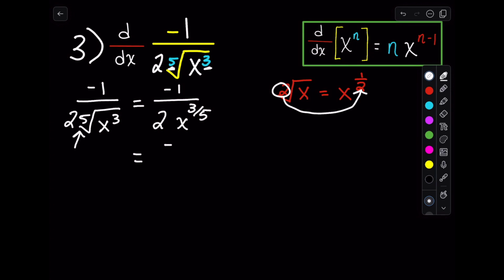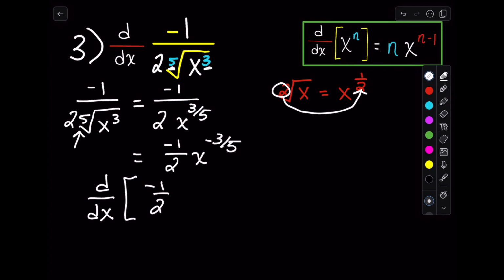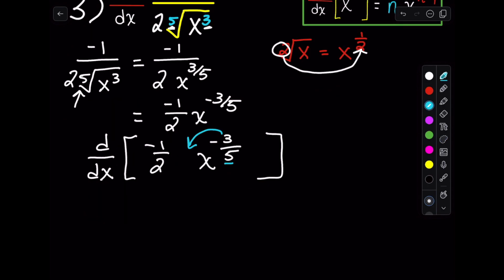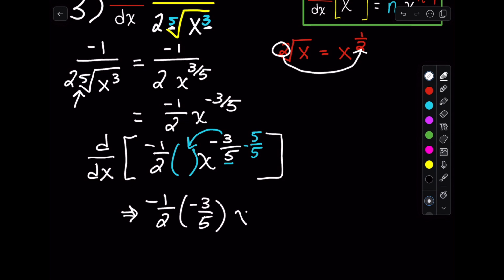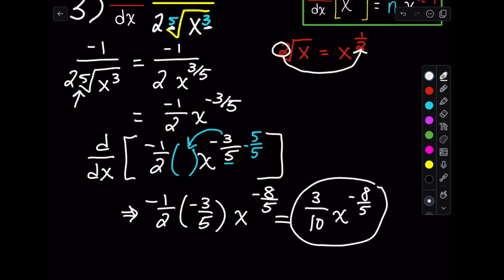So rewriting this all together, we're taking the derivative of negative 1/2 x to the power of negative 3/5. And to utilize our trick from before, we remember we have to take the exponent and put it down as a coefficient and then subtract 1 from the exponent itself. So simplifying this, we get negative 1/2 times negative 3/5 times x to the power of negative 8/5. And then finally, we end up with the answer of 3/10 x to the negative 8/5.